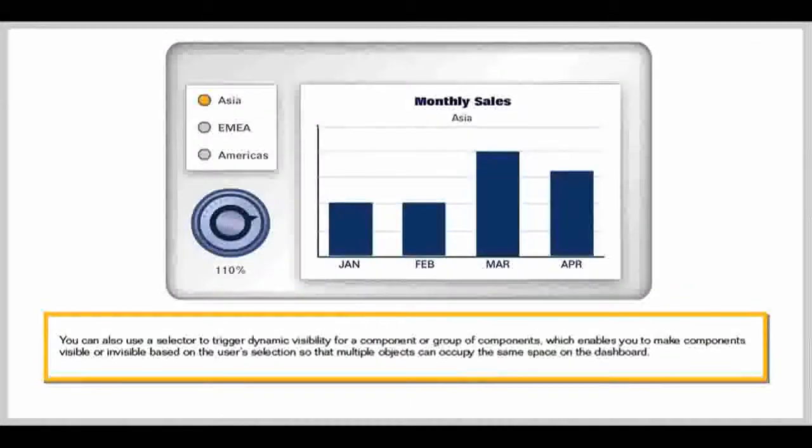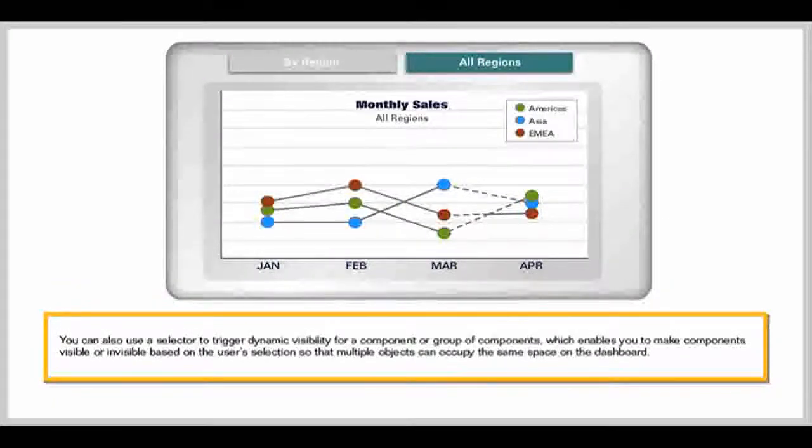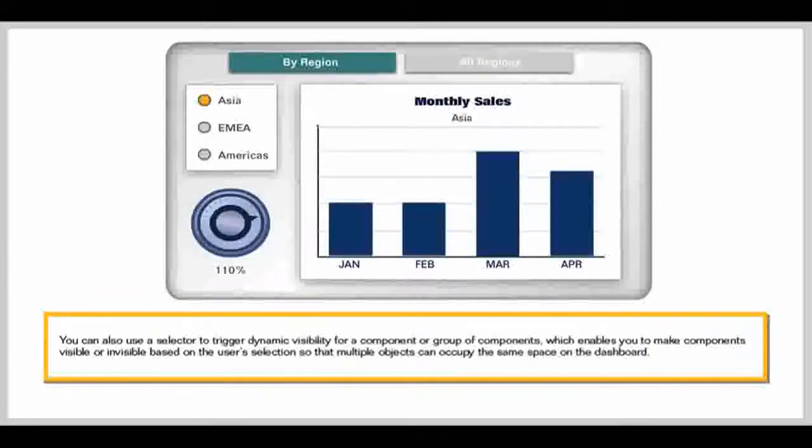You can also use a selector to trigger dynamic visibility for a component or group of components, which enables you to make components visible or invisible based on the user's selection so that multiple objects can occupy the same space on the dashboard.